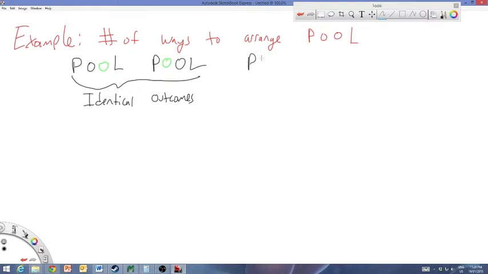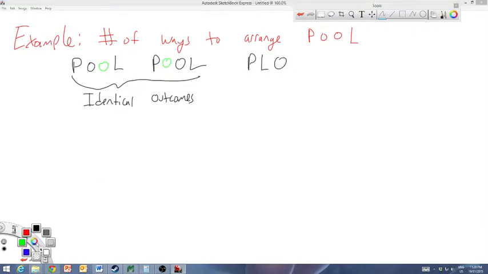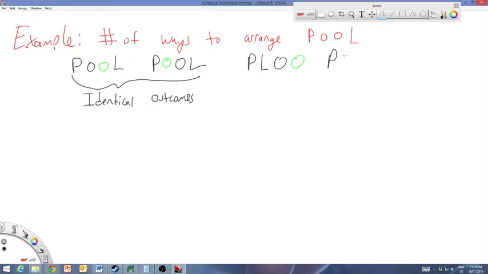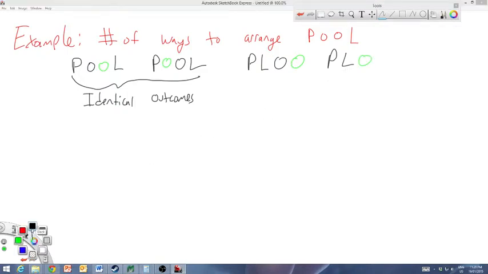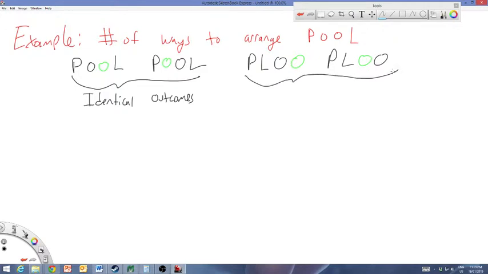Let's continue. I can go P, L, O, O, or I could go P, L, O, O. Oh look, again, another identical outcome. This will actually repeat for basically every combination. If I can write the combination of letters down one way, I have an identical way I can write it just by swapping the two parts which are the same.